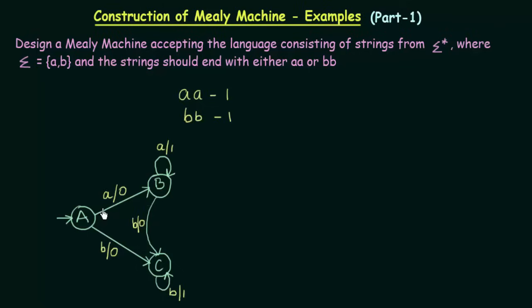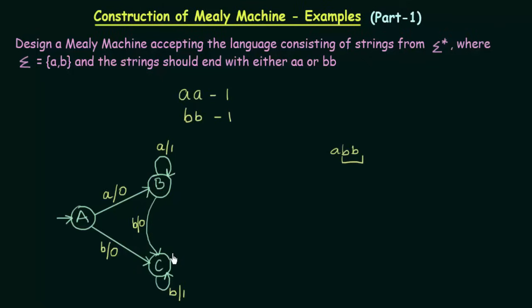Now why is that? Suppose I came from A to B on getting input A, and instead of an A, I got a B. So what is the sequence I got? The sequence is AB. I don't want this sequence AB. So if I get a B, it goes to C. And on C, I assume that if it gets another B, then we can get the sequence BB, and then it will be accepted, or it will print a 1. So that is why I send it here. Now B is complete.